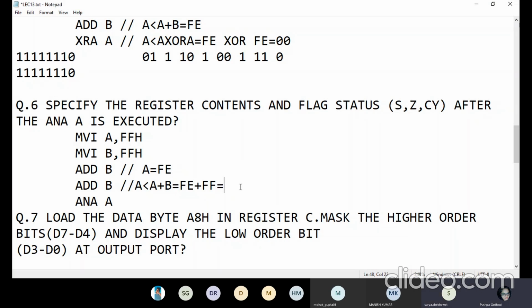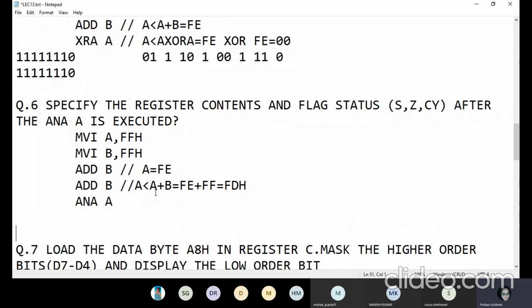FD. Is it correct? Did I need to check it? Okay, now you are adding A plus B, you are getting FDH. Then what you have to do? You have to add A with A. So right now your A is FD, so A and A, FD and FD. If you are ANDing anything with the same number, what will be the answer? Same, it will be the same. So you are getting FD.